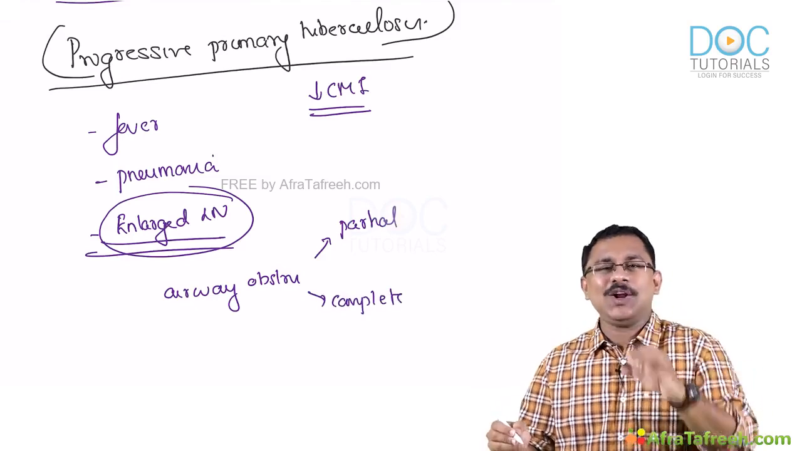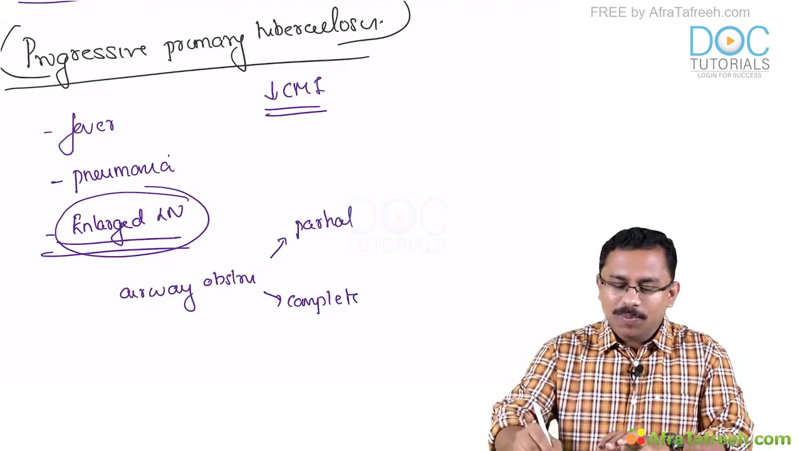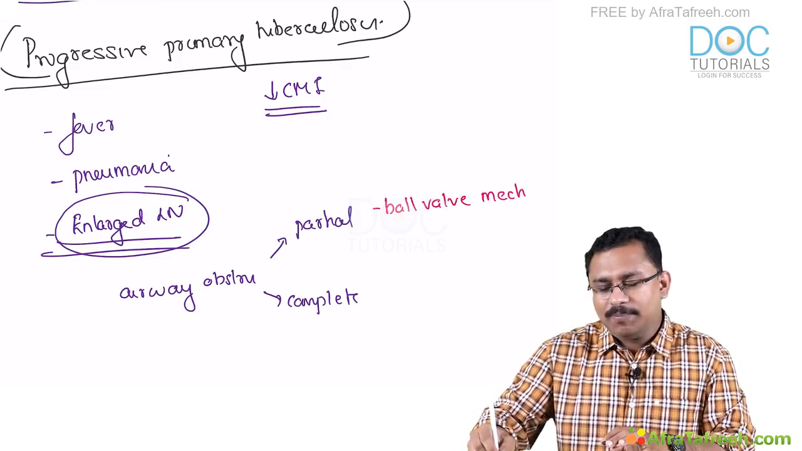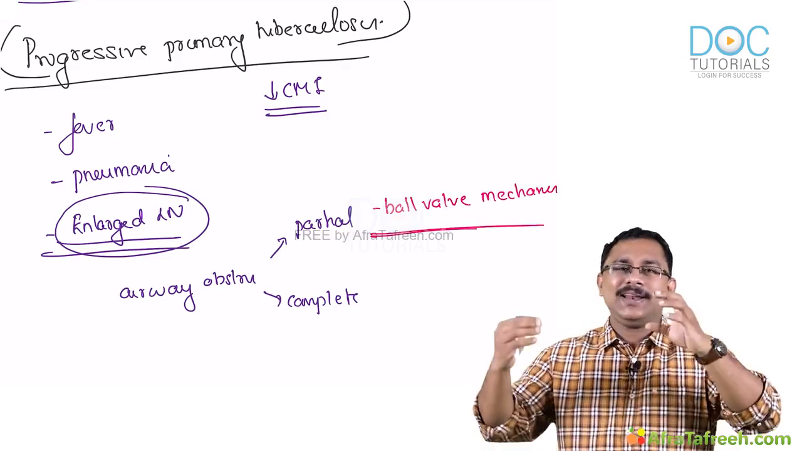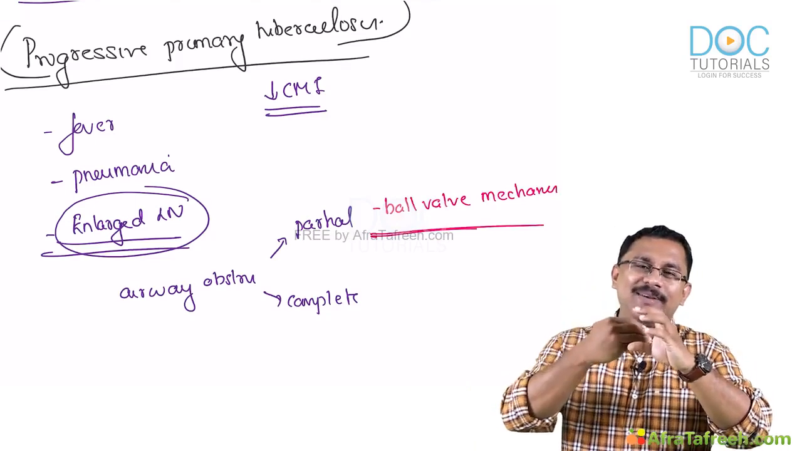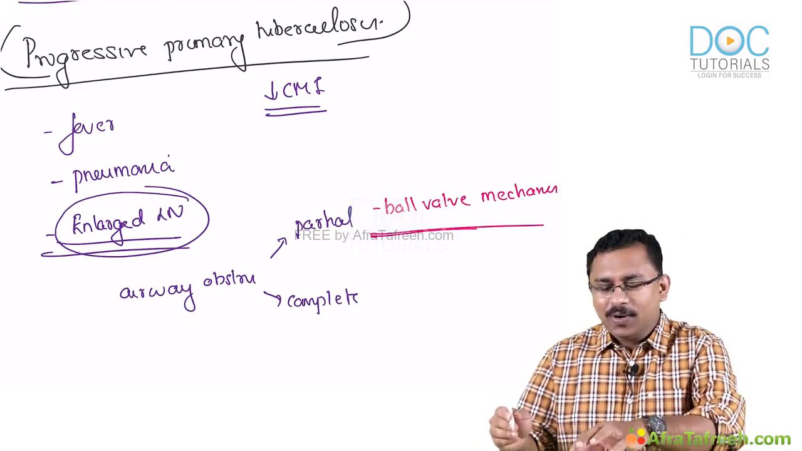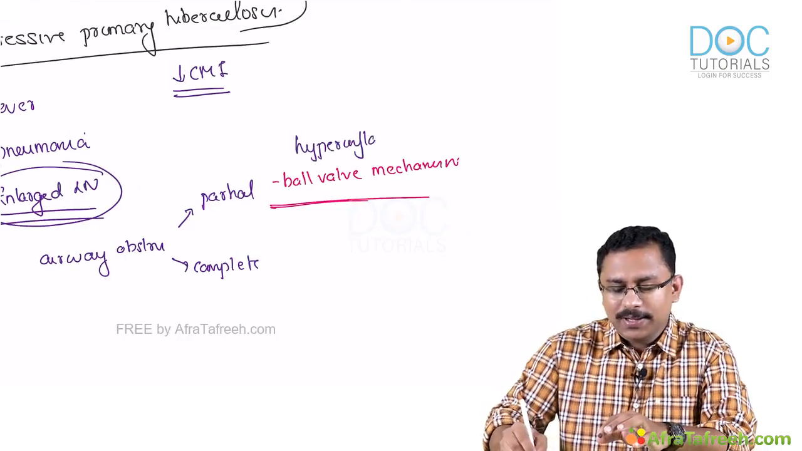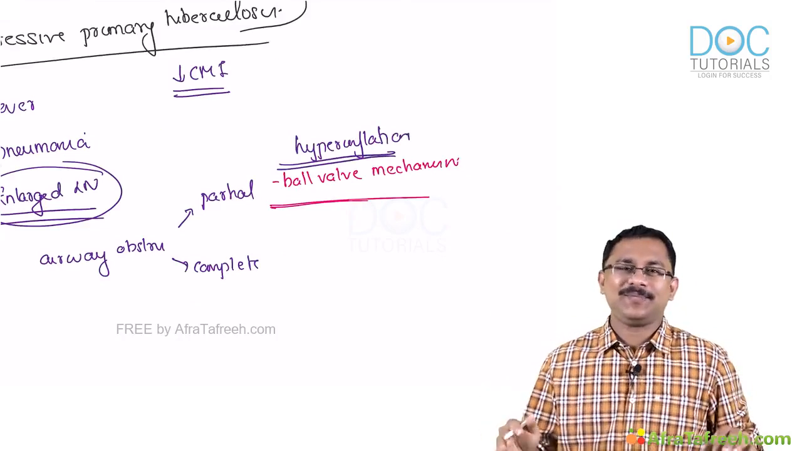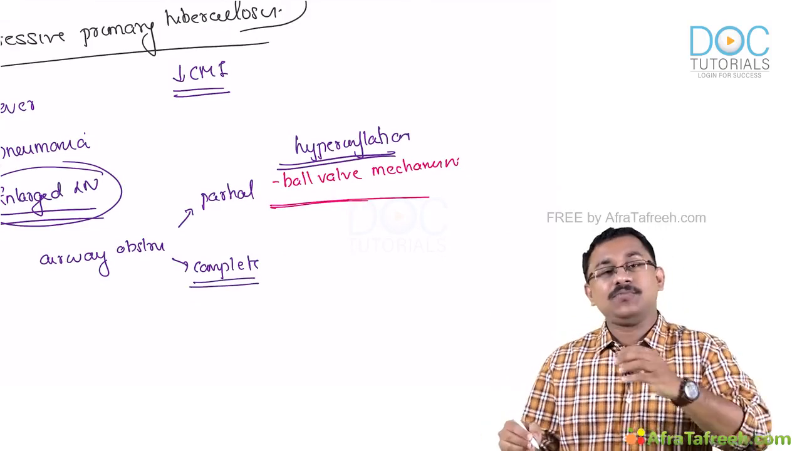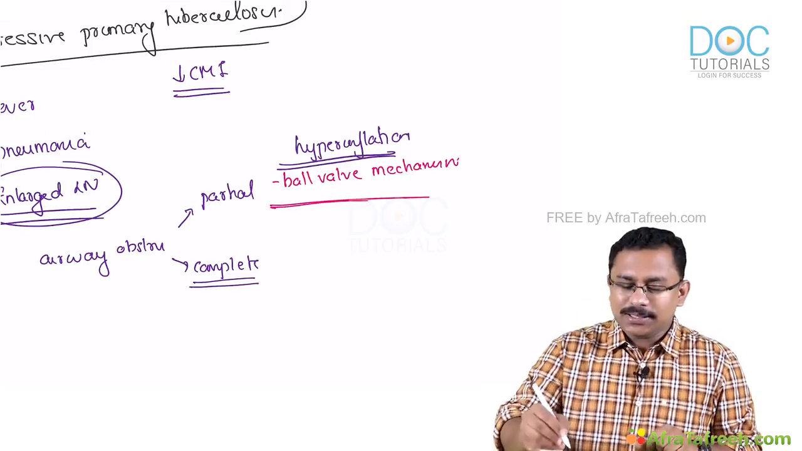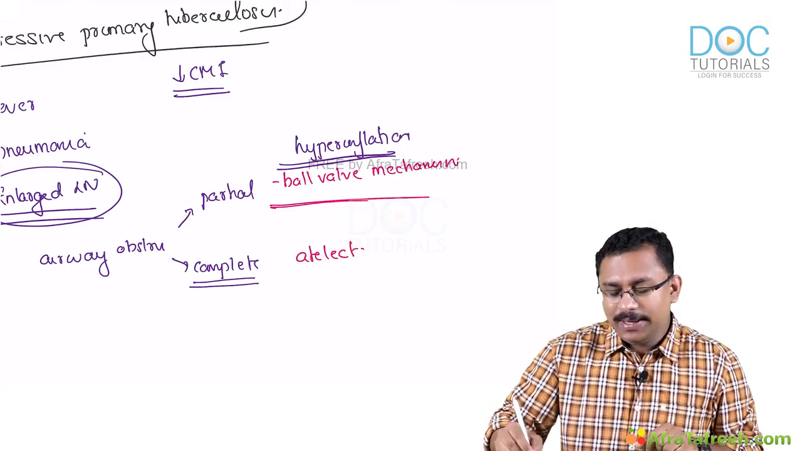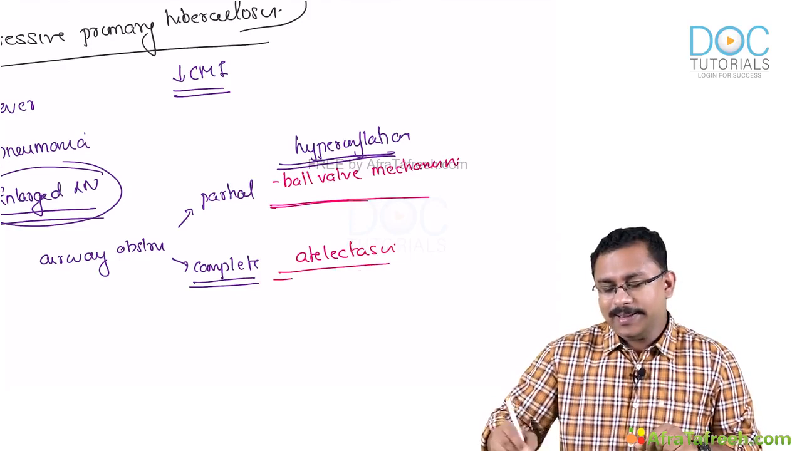When there is a partial obstruction, it almost creates a ball valve like mechanism. So when it creates a ball valve like mechanism, the air goes inside the airway but does not come out. So there occurs some sort of hyperinflation in that particular airway. Sometimes the airway obstruction may be complete, because of which you might have atelectasis or a segmental collapse.